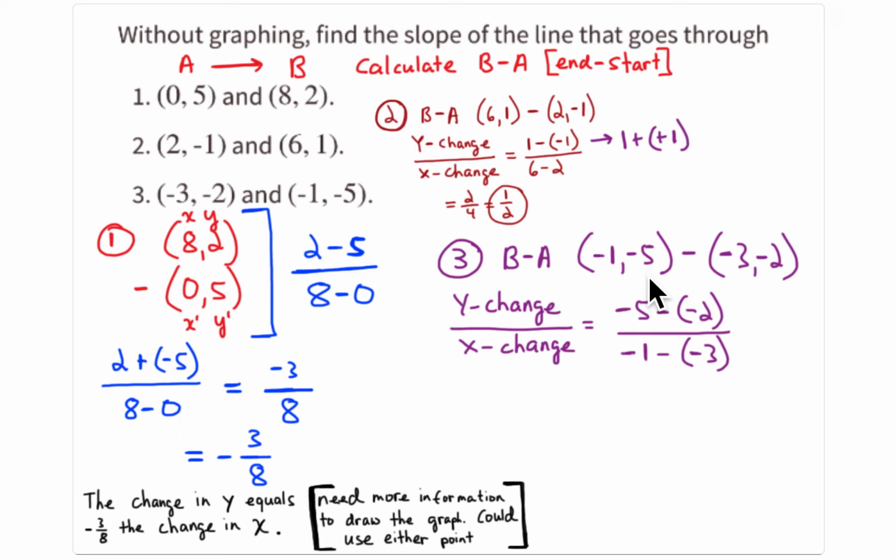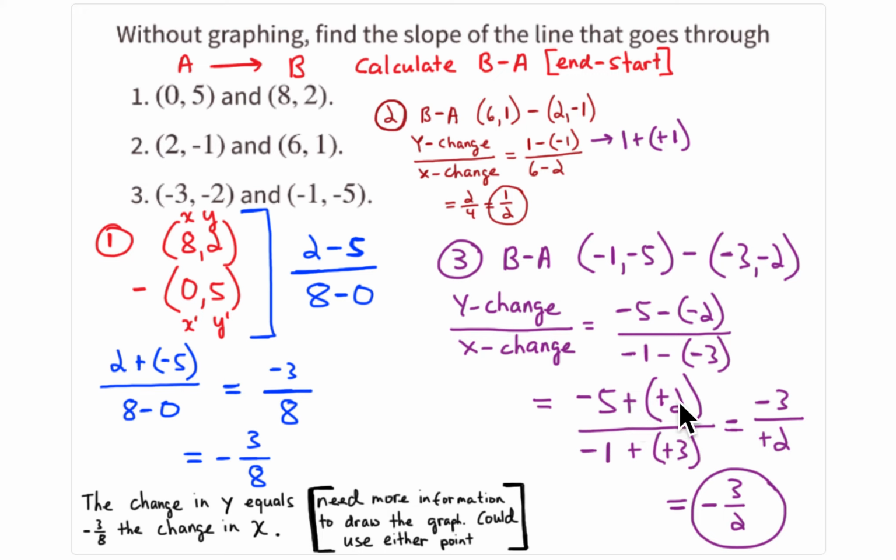the y value for b, which is -5, minus the y value for a, which is -2. So it's this -5 minus this -2, and it's this -1 minus this -3. Well, both of these can be rewritten using the inverse operation, which is addition, and the additive inverse, which is a +2 and a +3.